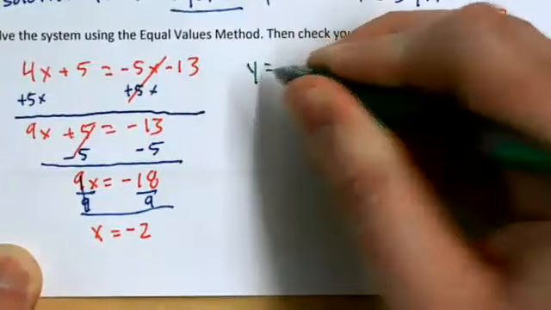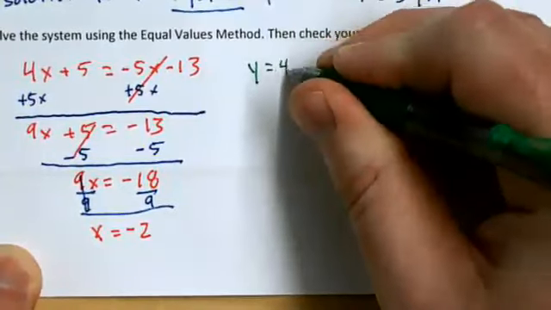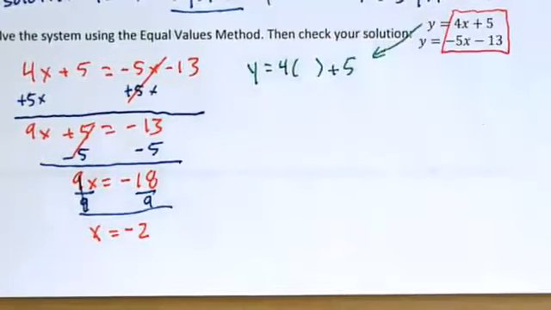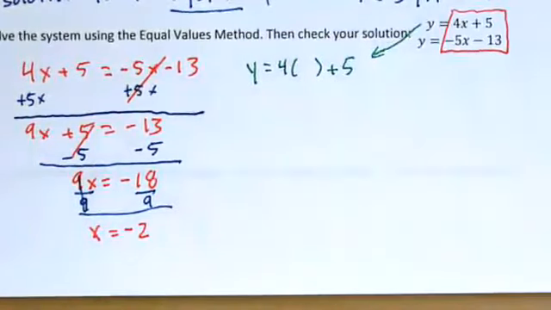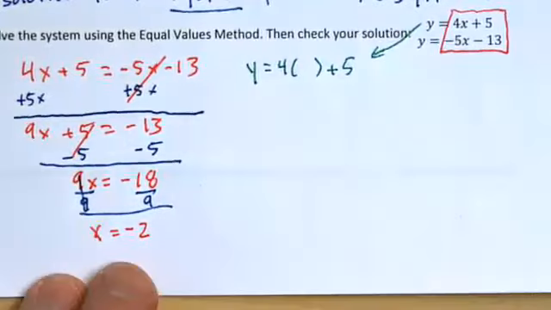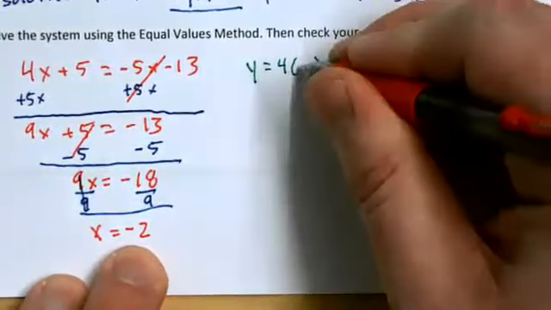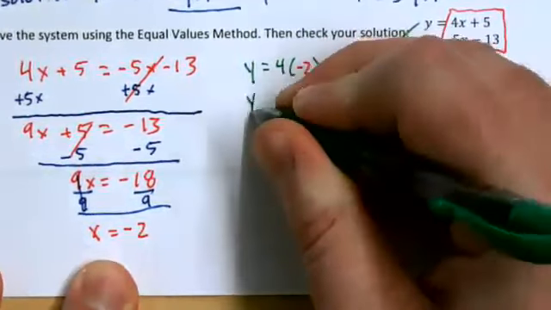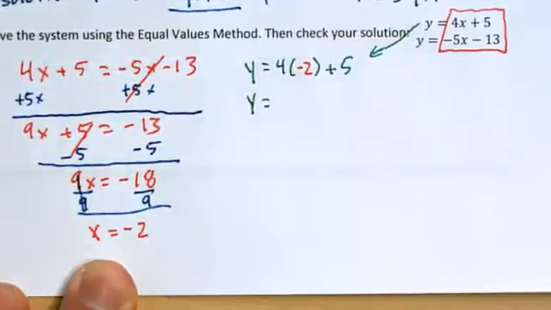I'm going to rewrite it, but I'm leaving out the x this time because I think I know what x is. We came up with negative 2 for x. And then we can finish solving this and we will have our answer.